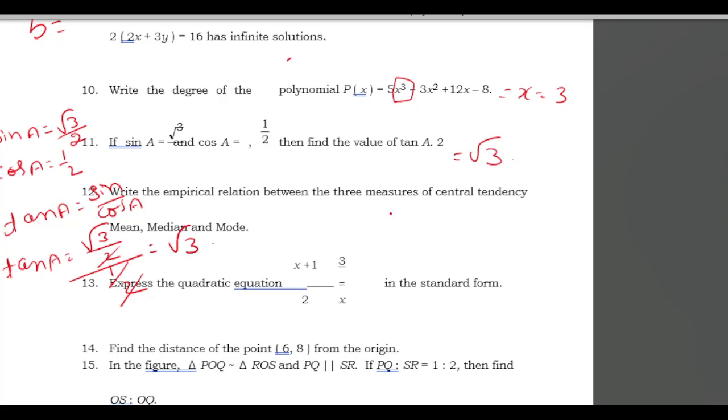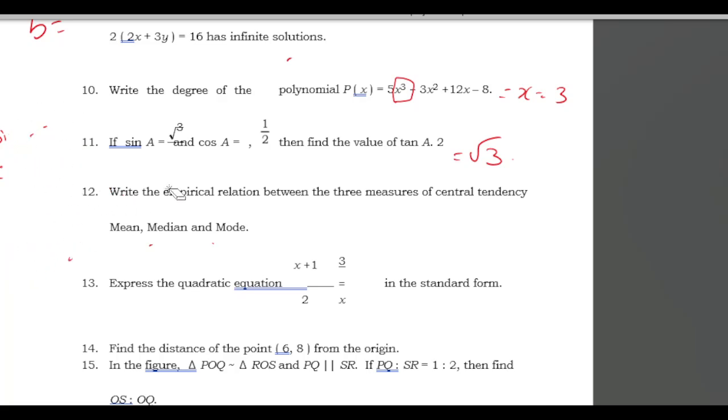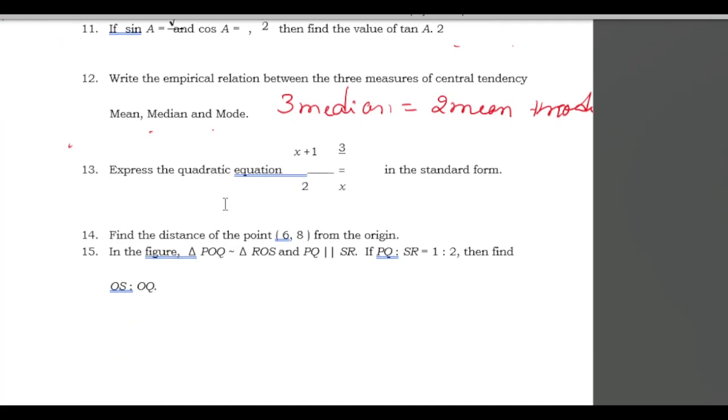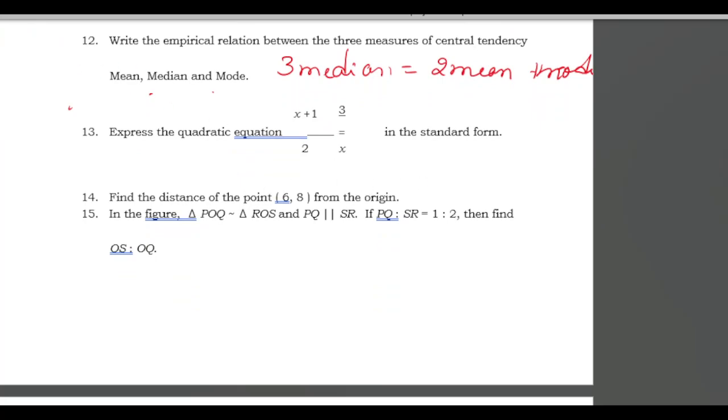Next, moving on to the other question. What is the empirical relationship between the three measures of central tendency, mean, median, and mode? The answer is 3 median is equal to 2 mean plus 1 mode.